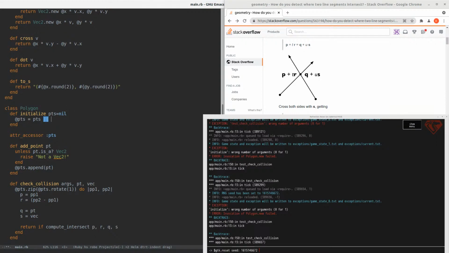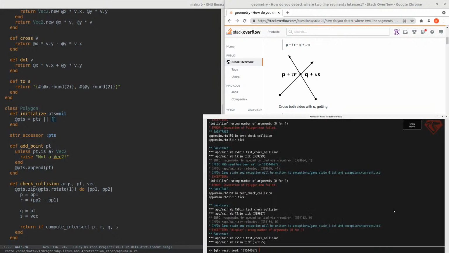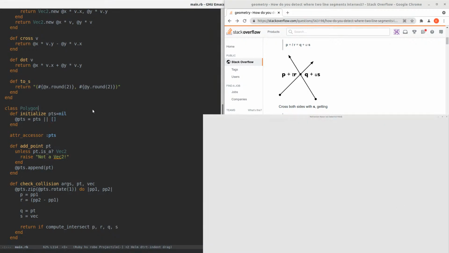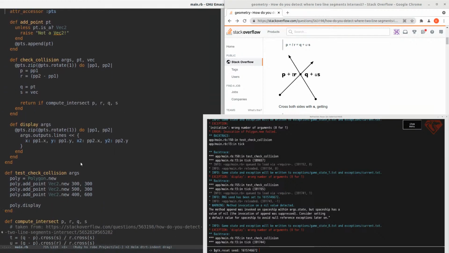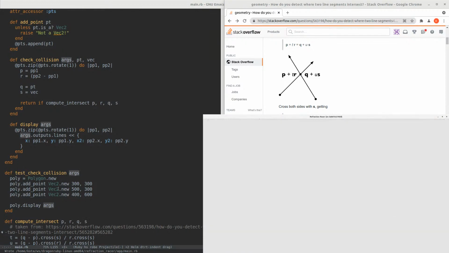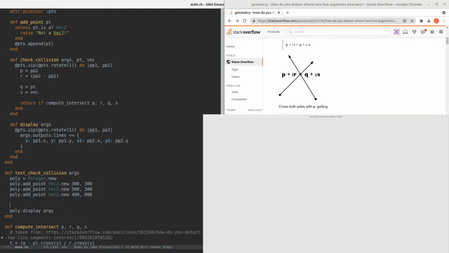At points or something like that. Does that work? No, it does not work. Why does that not work? Or nil. Wrong number. Oh, display. Wrong number for display. Okay, that would do it. Args. And we still have an error. Good.